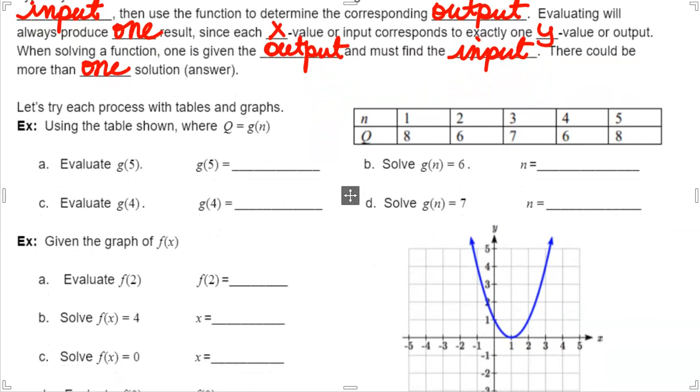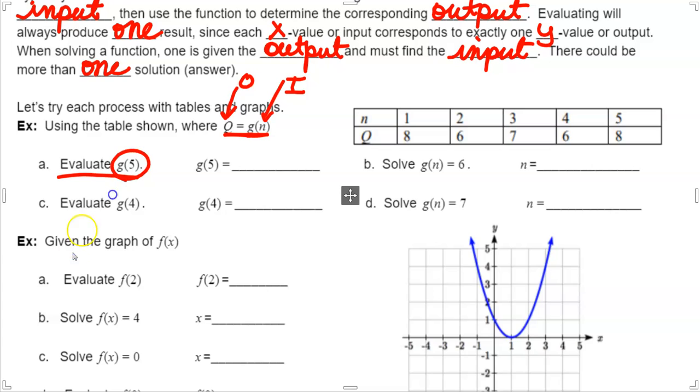So let's try this 3 different ways. Let's try this with our table. Let's try it with our graph. And then we're going to get into some functions. So look at the table. Notation says I need to evaluate g of 5. Here is my function notation. Q is the output. N is the input, or the x's and y's, pretty much. The x on the inside, the y on the outside. And g this time is just a name. Remember, don't freak out about that. You can use f's, you can use g's, you can use w's. Whatever letter you choose, it's just a name.